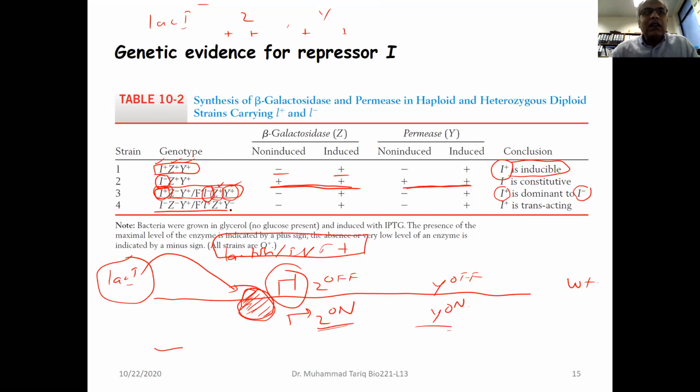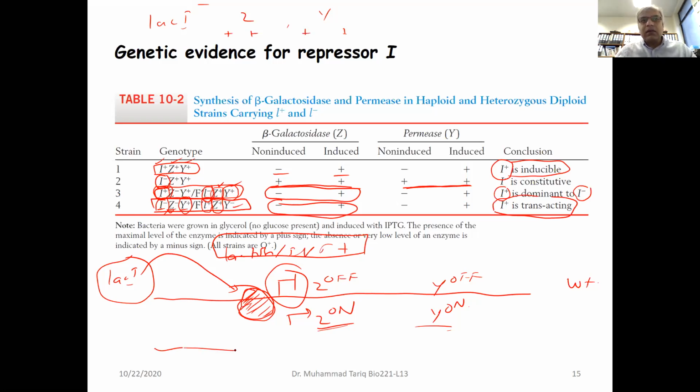Final mutant analysis is even more interesting. If you have I minus, Z minus, and Y plus, but you have normal repressor and Z plus and I minus, what you expect? You expect in the absence of this I minus, it should activate this Y plus. But it is not the case. It still remains inducible, just like here. And you conclude that I plus is actually a trans-acting factor.